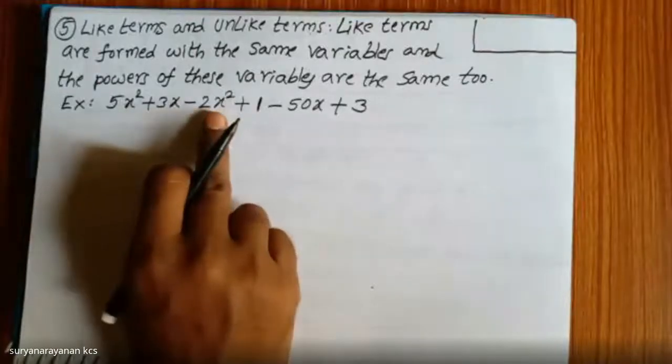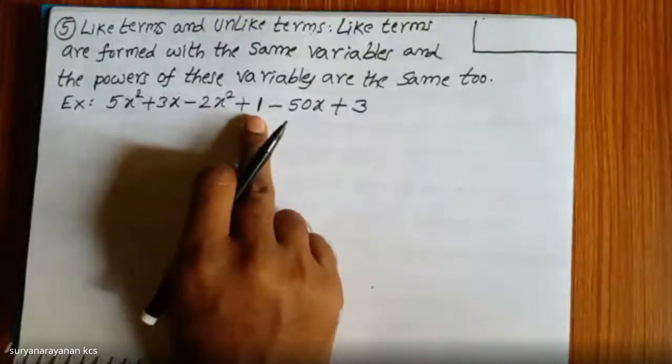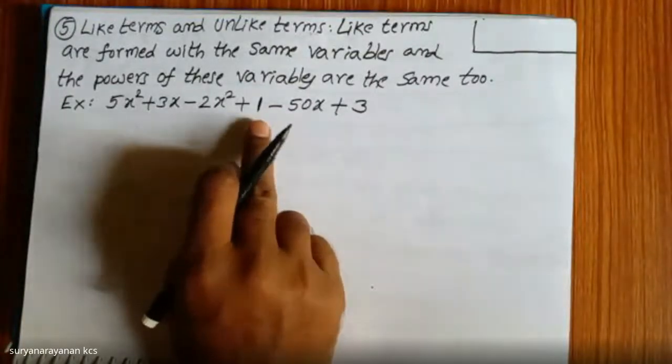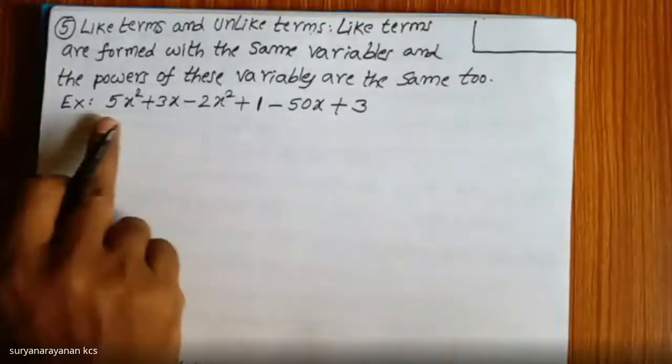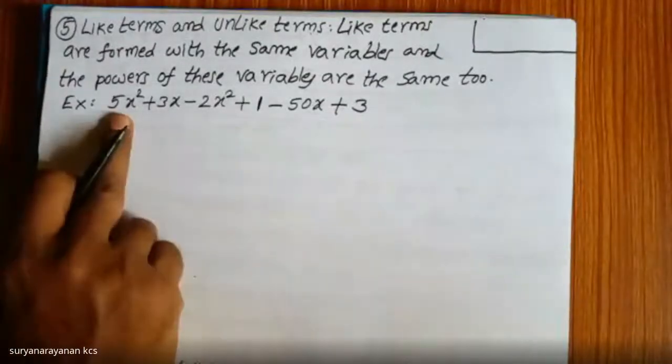What is this term called? The x square term, sir. What is this term called? Sir, there is no variable. So what is this term called? Constant term. If there is no variable, the term is called a constant term. What is this term called? The x term. Yes. What is this term called? Constant term. Yes.